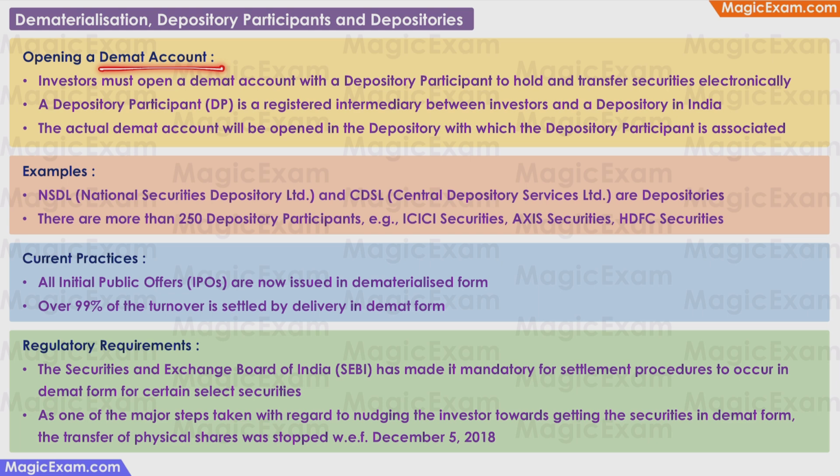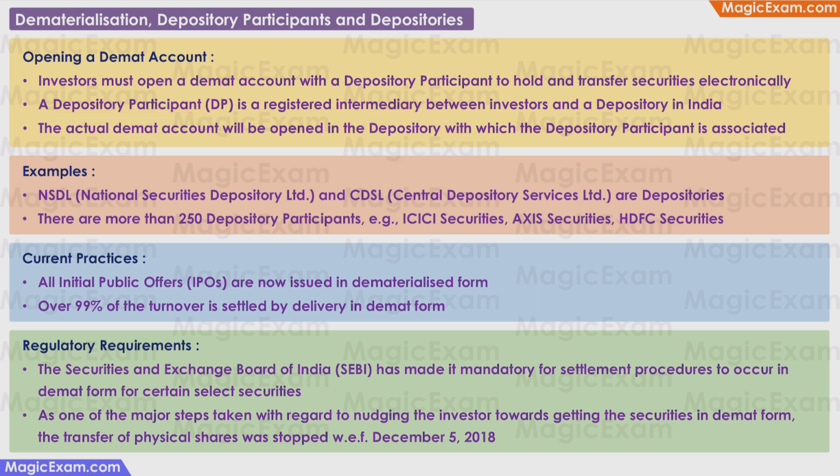So, how can we open a Demat account? Investors must open a Demat account with a depository participant to hold and transfer securities electronically. A depository participant (DP) is a registered intermediary between investors and a depository in India. When you register for a Demat account with a depository participant, the actual Demat account will be opened in a depository with which the depository participant is associated.